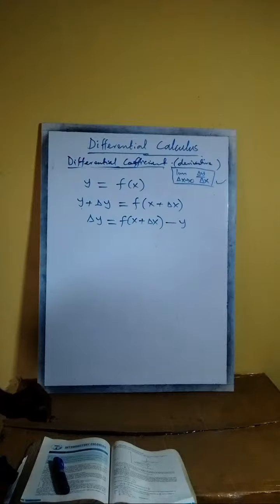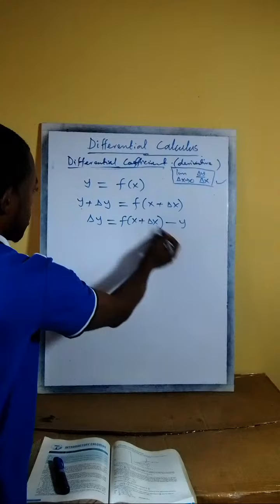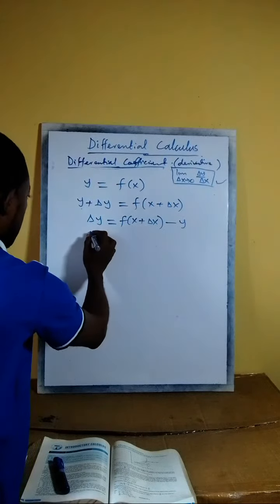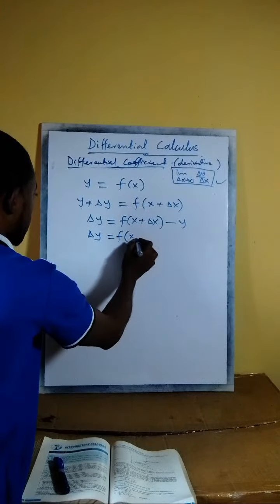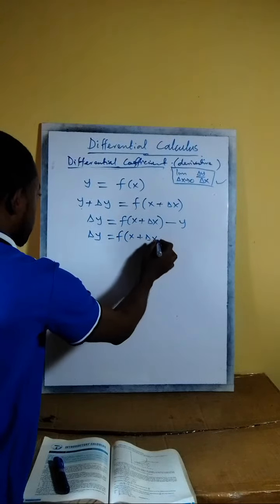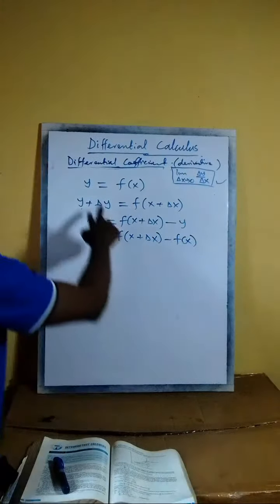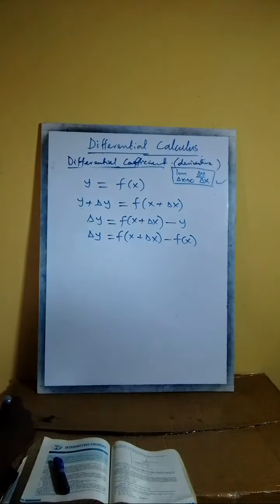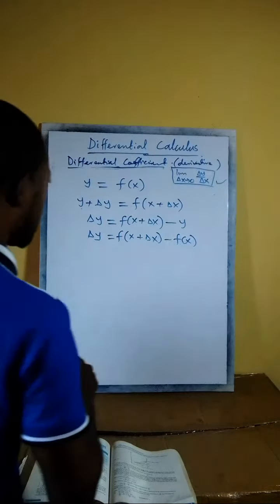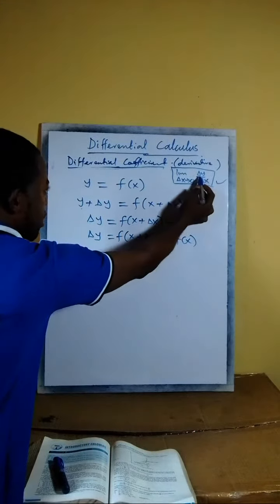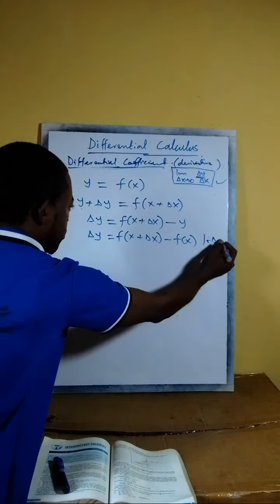That is, instead of writing y, since y equals f of x, I can write f of x instead, and we have delta y now equals f of x plus delta x, then minus f of x from here, since y equals f of x. Now from here, we need to divide both sides by delta x, because what I have here is being divided by delta x. So divide through by delta x here.